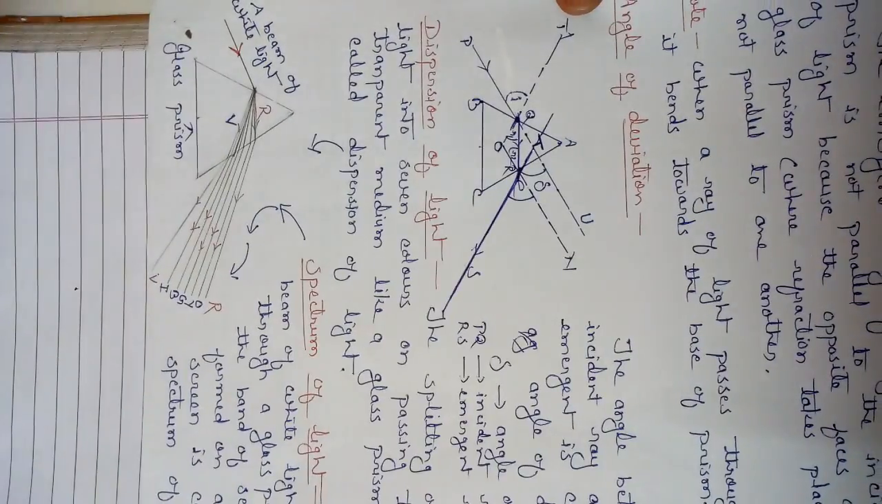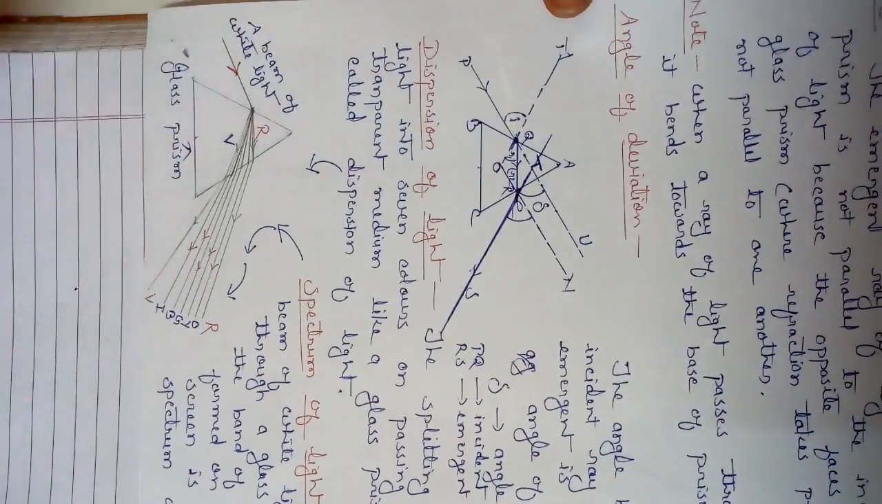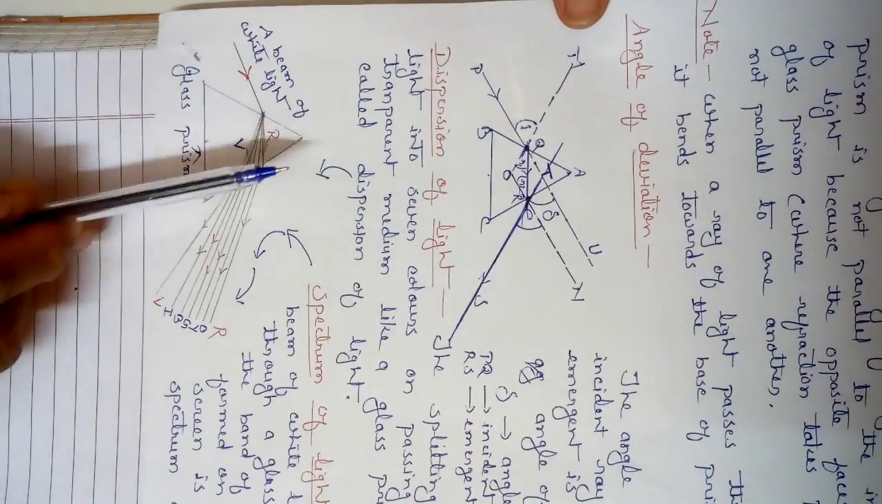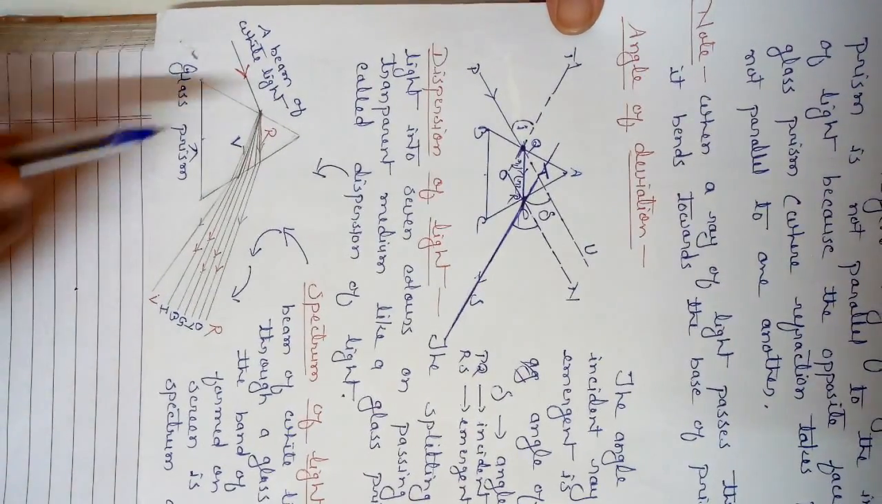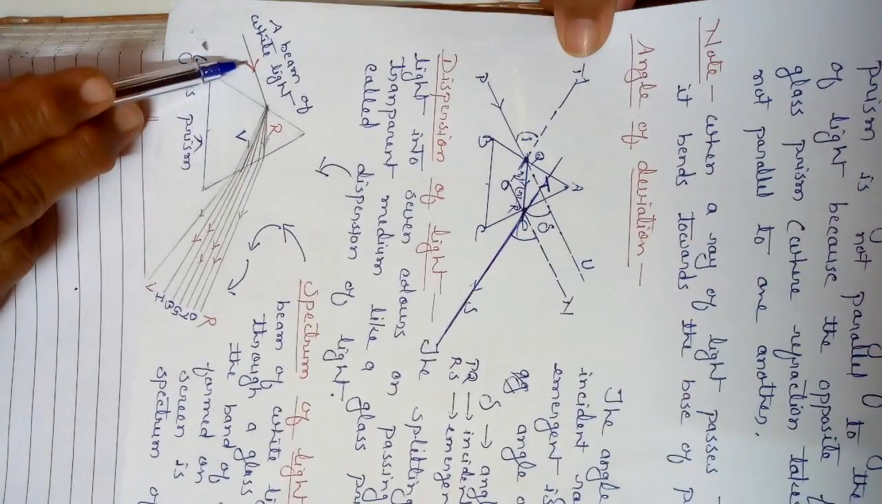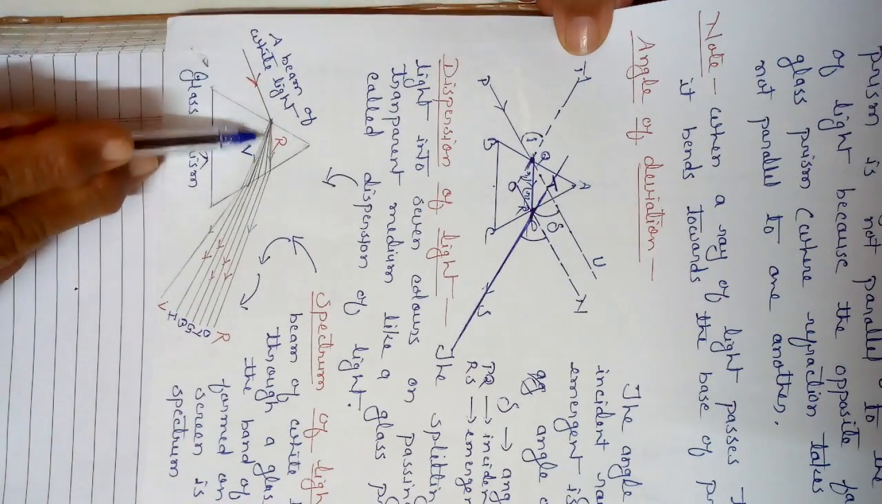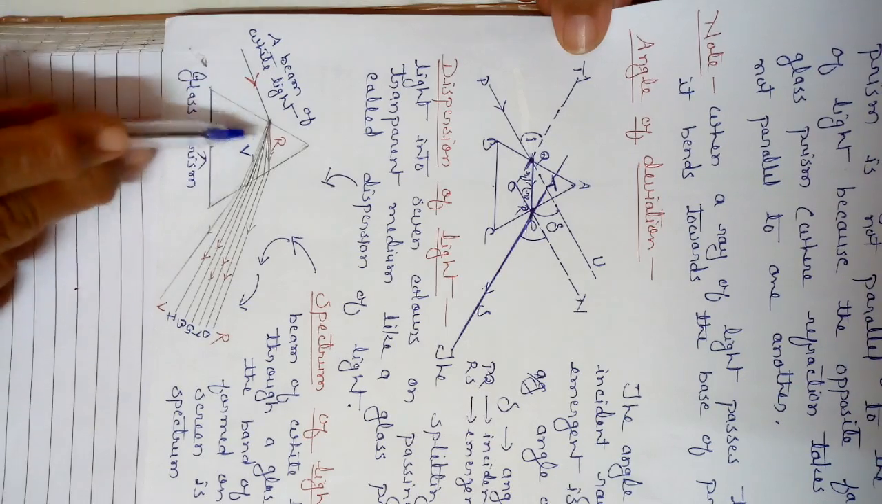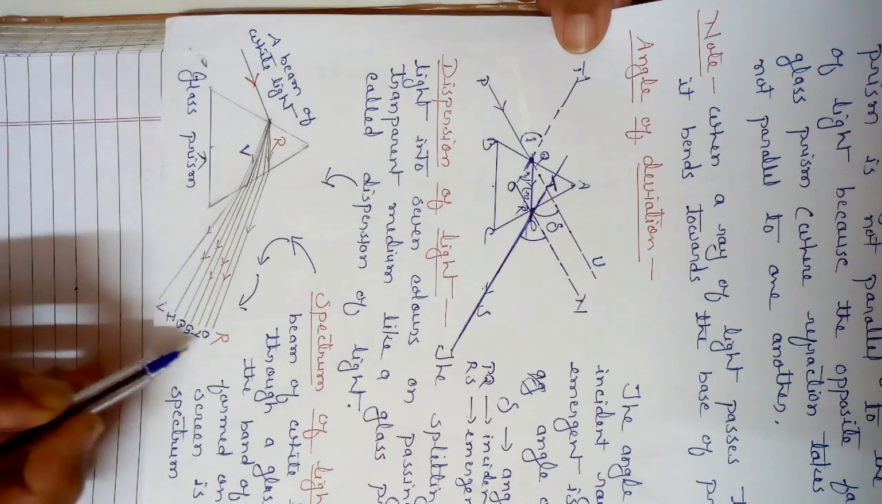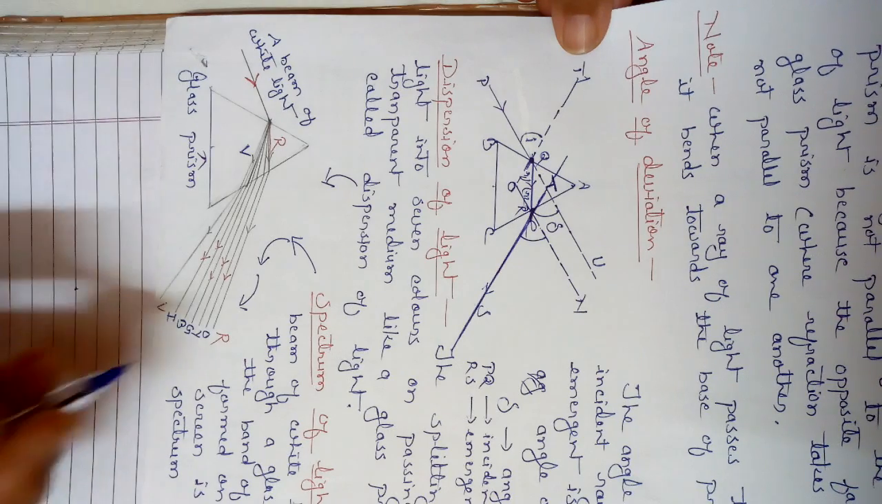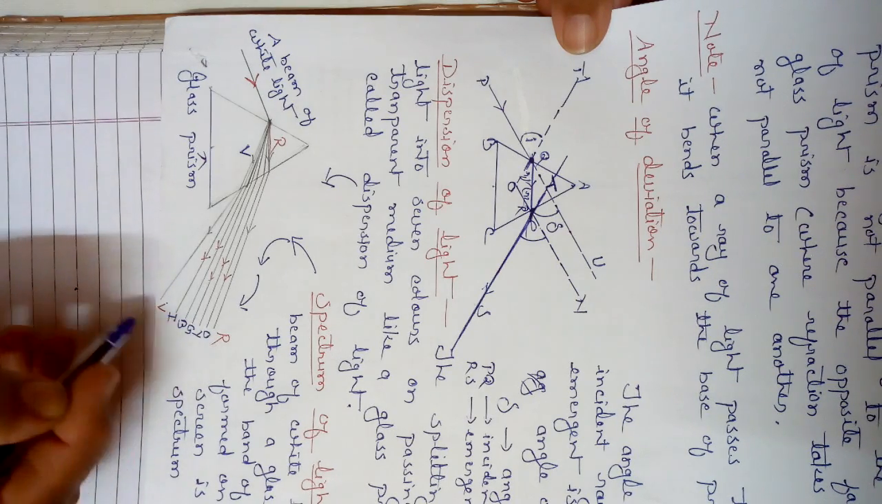Now comes dispersion of light. The splitting of white light into 7 colors on passing through a glass prism or a transparent medium is called dispersion of light. We can see that when a beam of light passes through a glass prism, it splits into its 7 component colors, and when we place a screen here we can obtain a band of 7 colors.